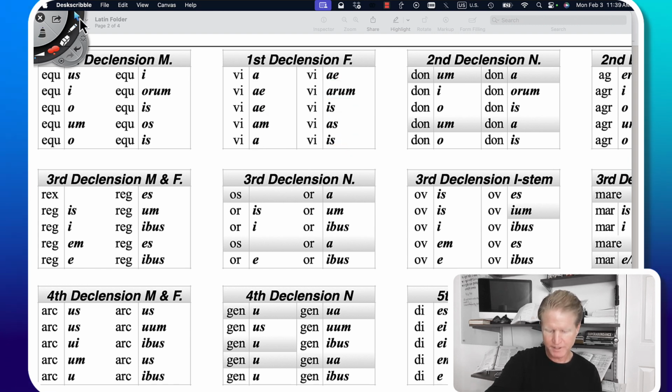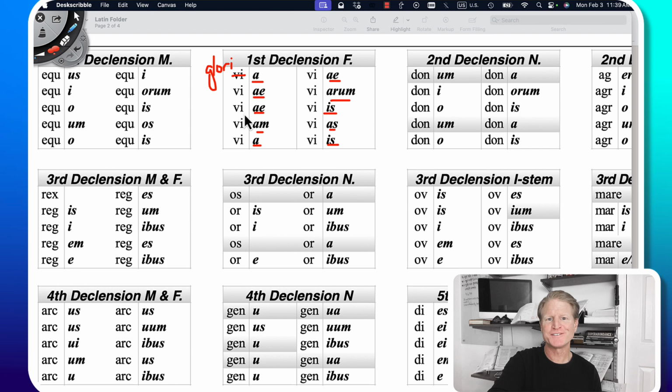One more word Mr. Henle gives us is Gloria. So Gloria, Gloriae, Gloriae, Gloriam, Gloria, Gloriae, Gloriarum, Gloriis, Glorias, Gloriis.